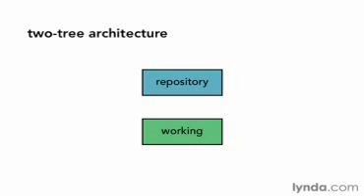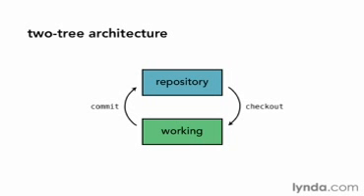Now the repository also has a set of files in it. And when we want to move files between the repository and the working copy, we check out copies. That's the term that we use. We check it out from the repository into our working directory. And when we finish making our changes, we commit those changes back to the repository.